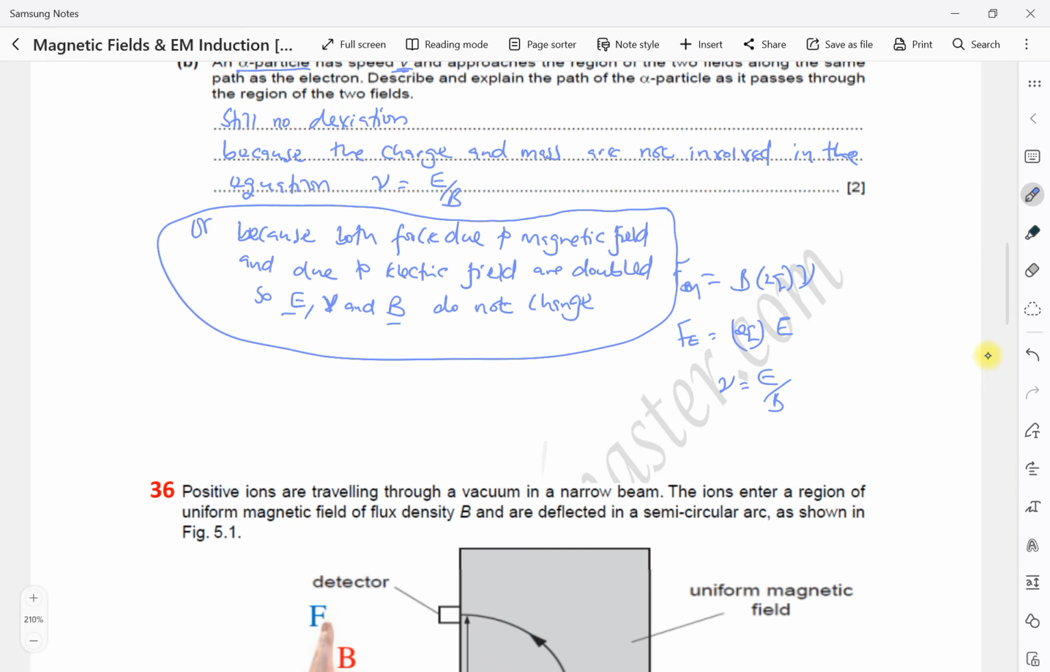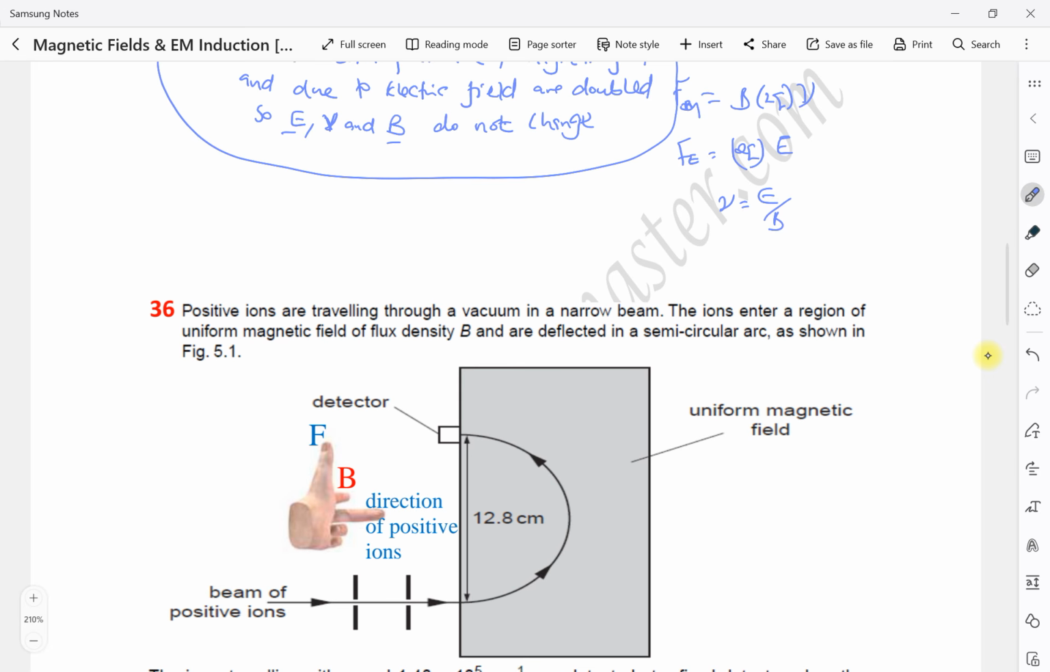Okay. Positive ions are traveling through a vacuum in a narrow beam. The ions enter a region of uniform magnetic field of flux density B and are deflected in a semicircular arc as shown in the figure.